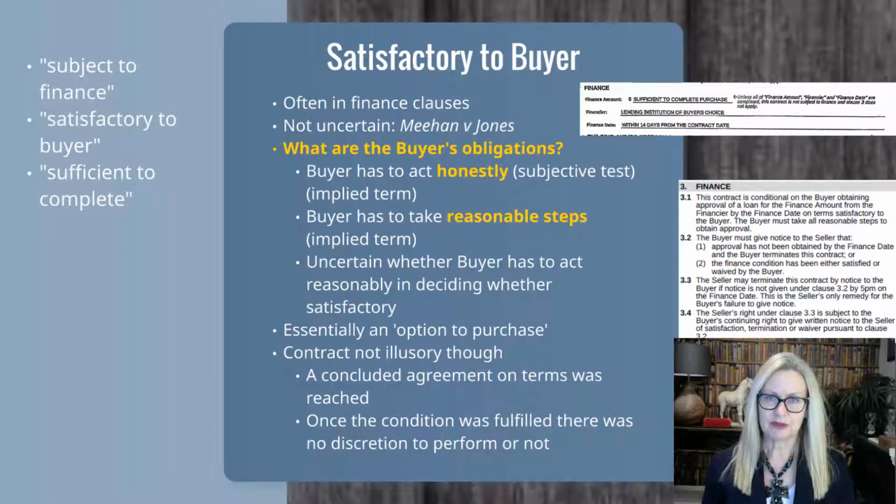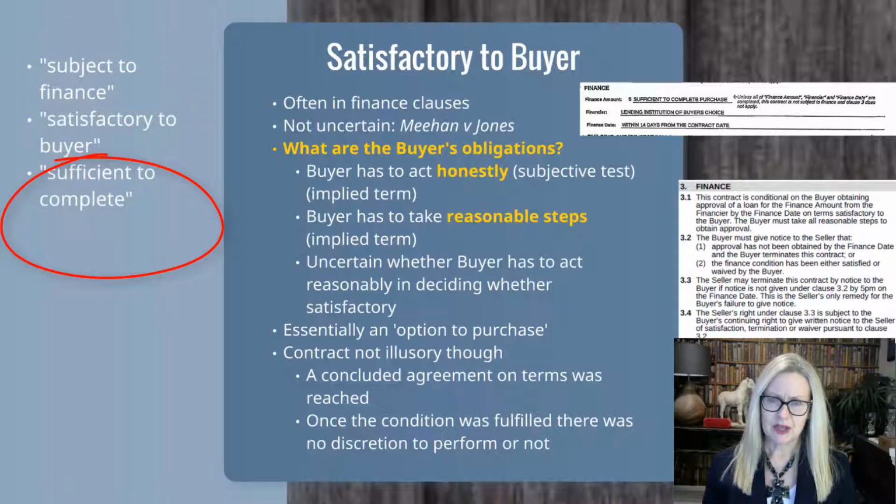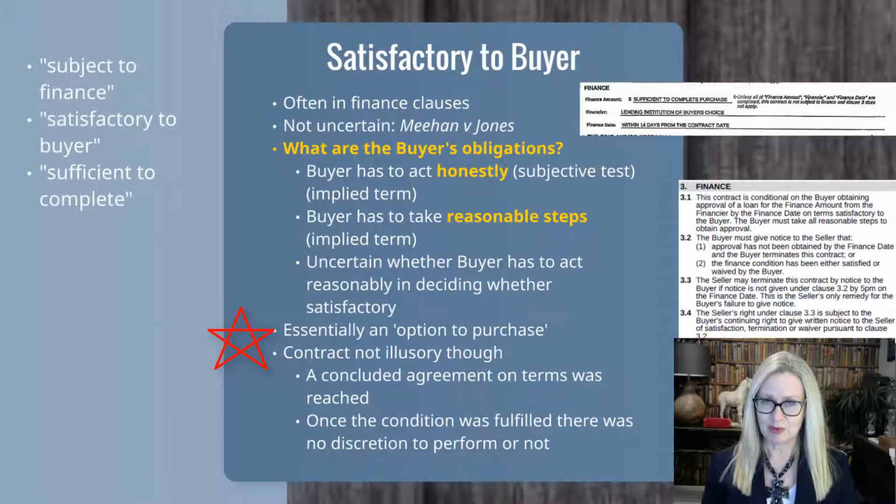There was some concern early on in the piece that phrases like satisfactory to buyer or subject to finance or sufficient to complete were going to be too uncertain to be enforced. However, that's certainly not the case since the High Court's decision in Meehan and Jones. They frankly conceded that these kinds of clauses are essentially an option to purchase in the buyer's favour. They really do leave the door very wide open for the buyer to get out of the contract. However, in technical terms, the clause was sufficient for enforcement.